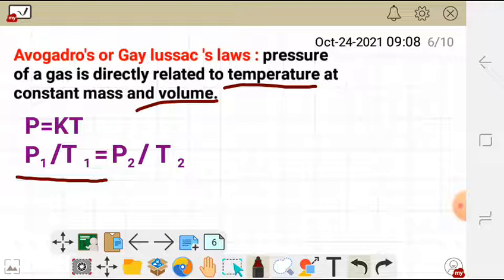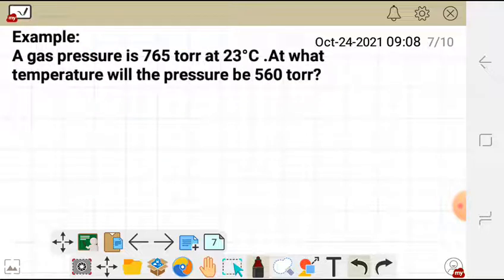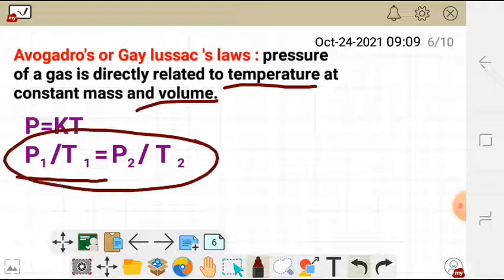Okay, now let's look at an example. A gas pressure is 765 torr at 23 degrees Celsius. At what temperature will the pressure be 560 torr? So here, we have been given the initial pressure and the initial temperature, but we have been asked to find the final temperature given the final pressure. So we are going to use this same formula.